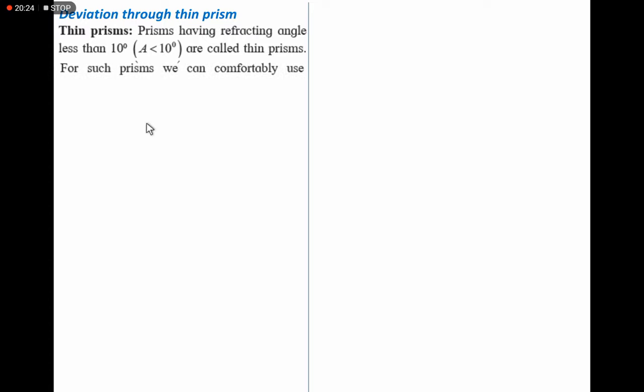We know that if theta is very small, less than 10 degrees, then definitely we will write sine theta is equal to theta.